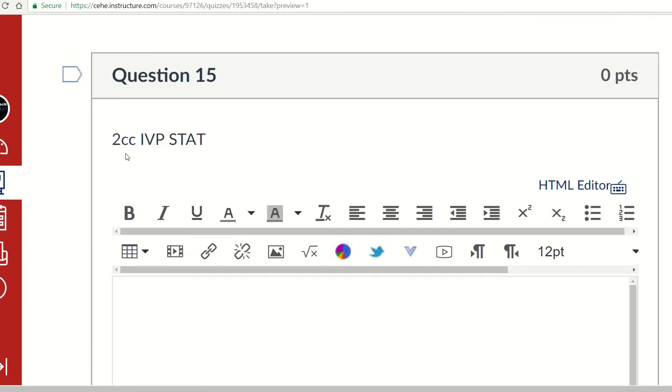15, what's a cc? That's an mL, right? A cc is an mL. So cc is not an acceptable notation or abbreviation for cubic centimeter. We've got to convert all cc's to mLs. So IVP, we are going to inject 2 mLs intravenous push. Stat means immediately or now. So inject 2 mLs intravenous push now.